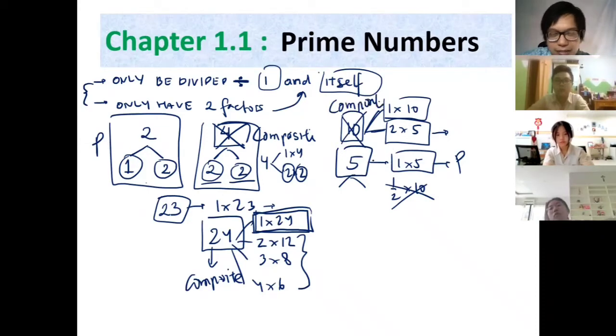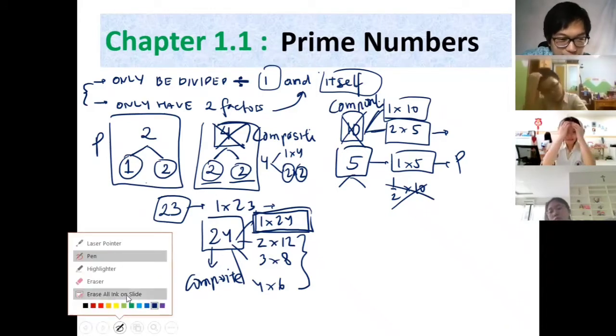Okay, and then 5 is also a prime number. Why? Because it is only created by 1 times 5, the product of 1 and 5. 24 is also not a prime number, it's a composite number. Okay, so that's the first explanation that we will learn.